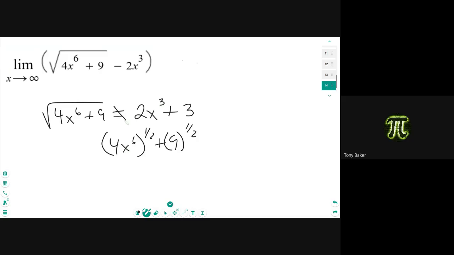Those don't equal each other. It would be 4x to the 6 plus 9 to the 1/2, which really doesn't help us. Just like you can't distribute the square in when you're doing foiling, you have to FOIL it out. You can't just split up the actual exponent like this and take the square root of each piece. It doesn't work out that way. So that's probably not going to help us.